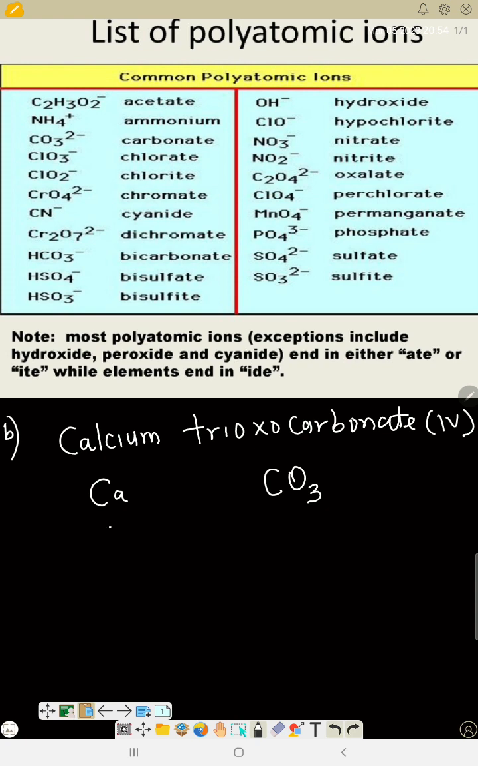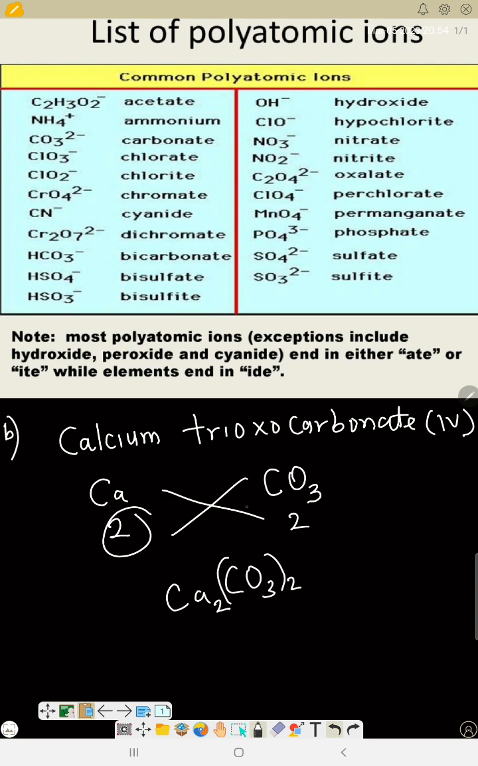So now calcium is 2. The valency is 2 because it belongs to group 2. I've explained that. The charge on this carbonate is the valency, but remove minus. Do your crisscross. So this will be Ca2, CO3 2. This 2 is going to CO3, and this other one is going to calcium. Anytime something can go in this subscript, you are free to reduce it. The 2s cancel out, so it will remain CaCO3. So this is calcium trioxocarbonate 4, or calcium carbonate in short.